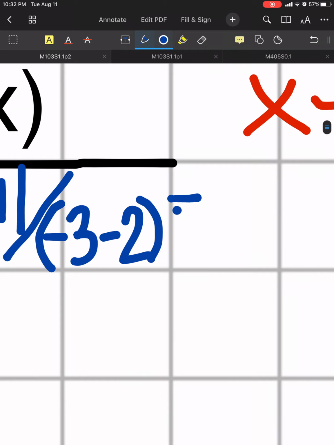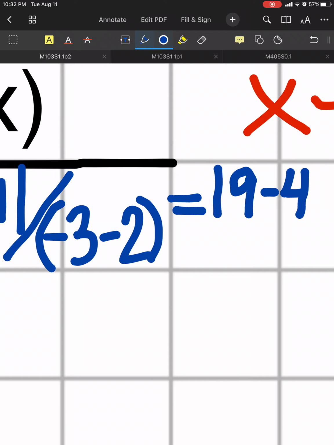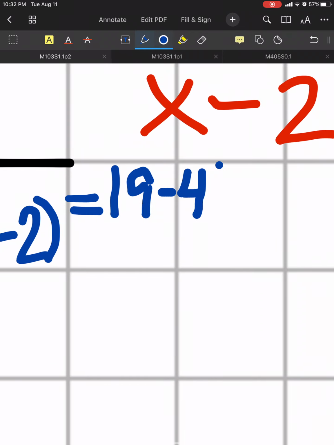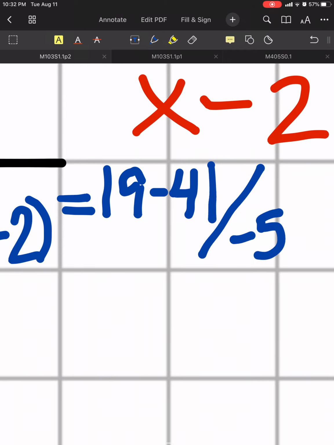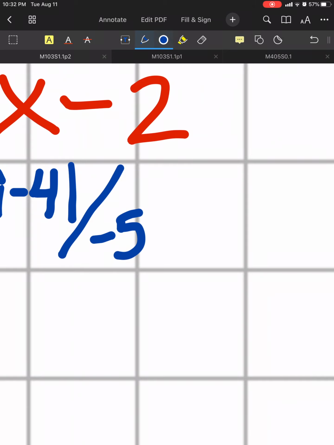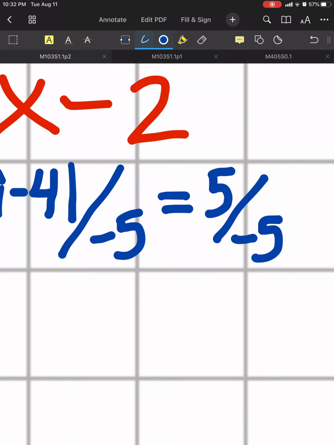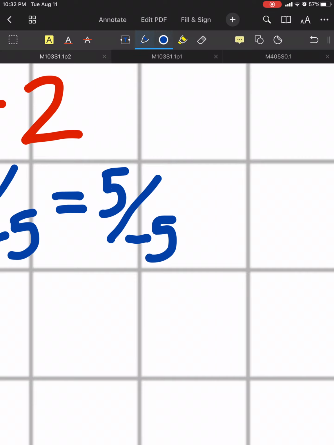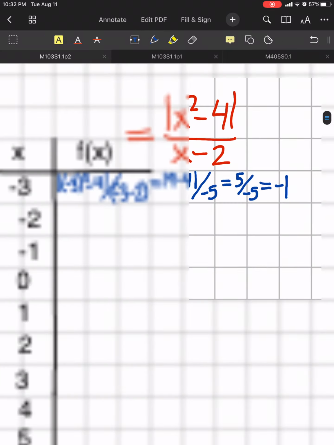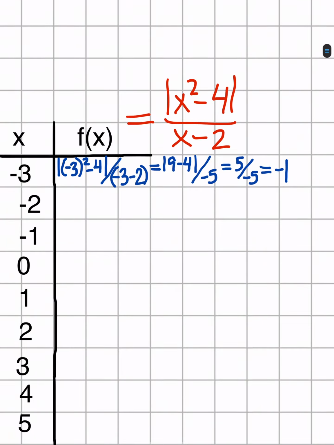So I'm going to get the absolute value of 9 minus 4 over negative 3 minus 2, which should be a negative 5. If I do this all out, I should get on the top 9 minus 4 is 5. Absolute value of that is still 5. On the bottom, negative 5. And if we divide that, we should get negative 1 right there. Okay. Hopefully that makes sense to everybody.